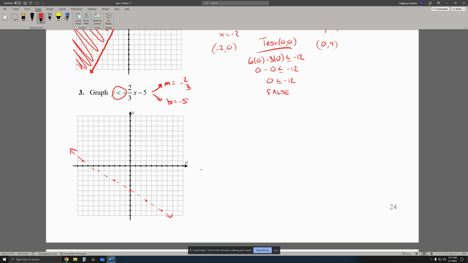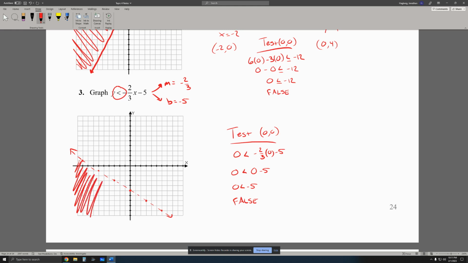So I'm going to plot this and graph a dotted line. Okay. Now I'm going to choose my test point, a point not on the line. Let's choose 0, 0, and see if the inequality holds true. So we have 0 is less than -2/3 x minus 5. So we're plugging in 0 for both x and y. So we have 0 is less than -2/3 times 0 minus 5. So 0 is less than 0 minus 5, or 0 is less than -5. Is that true or false? This is false. 0 is greater than -5, so therefore we're going to shade in the side not containing 0, 0.